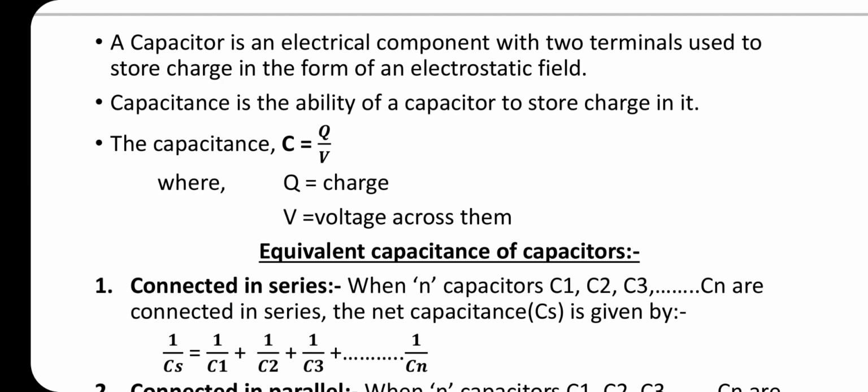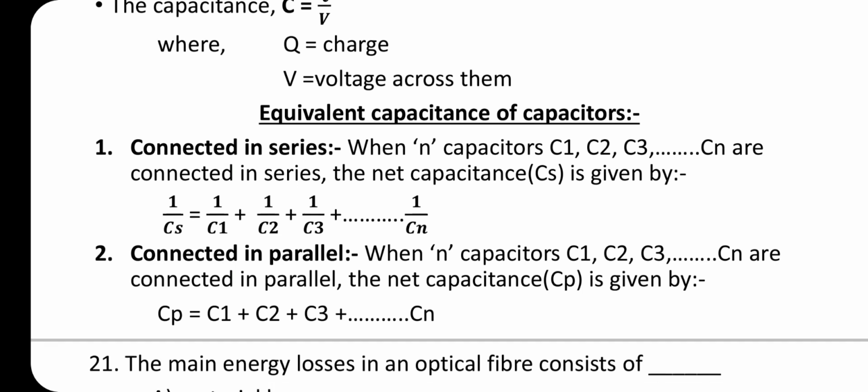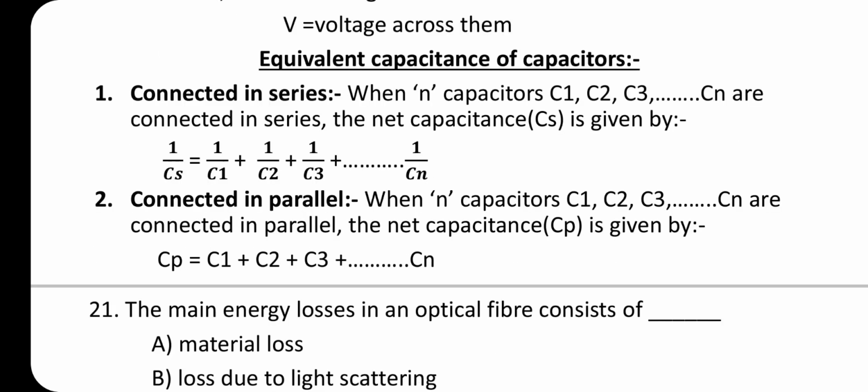Equivalent capacitance of capacitors connected in series. When n capacitors C1, C2, C3 up to Cn are connected in series, the net capacitance Cs is given by 1 by Cs equal to 1 by C1 plus 1 by C2 plus 1 by C3 up to 1 by Cn. Connected in parallel: when n capacitors C1, C2, C3 up to Cn are connected in parallel, the net capacitance Cp is given as Cp equal to C1 plus C2 plus C3 up to Cn.